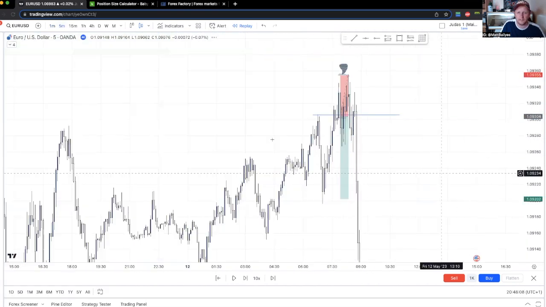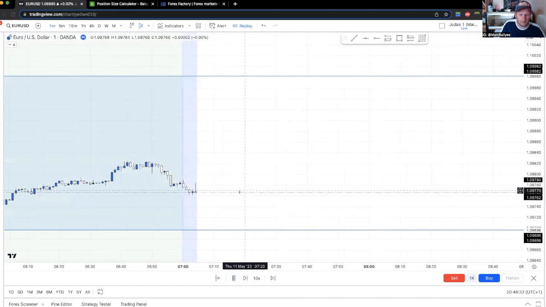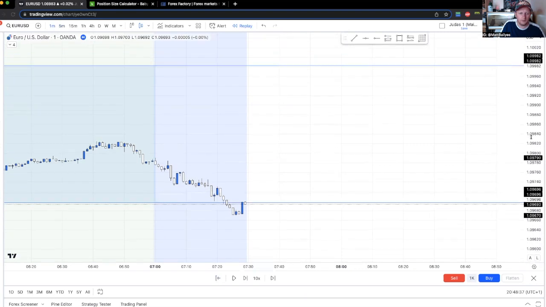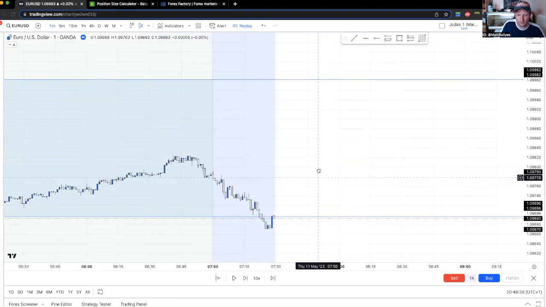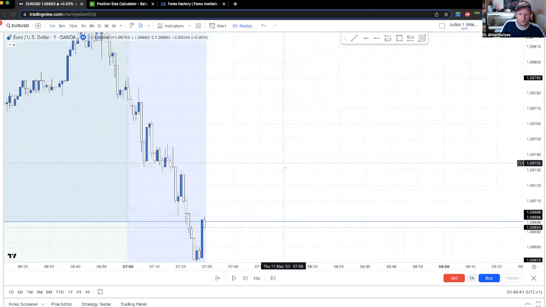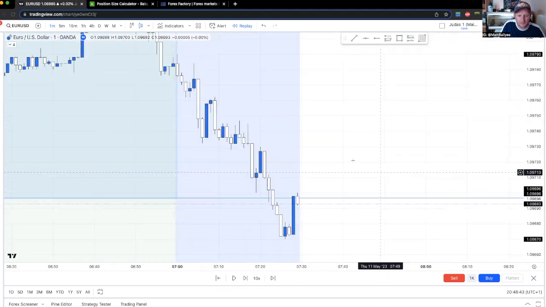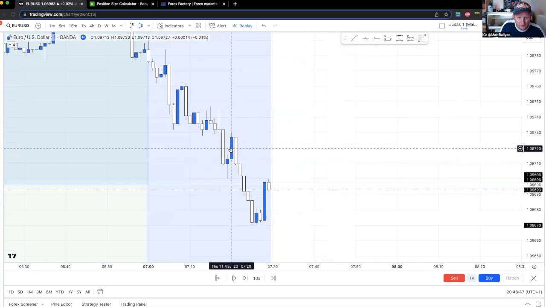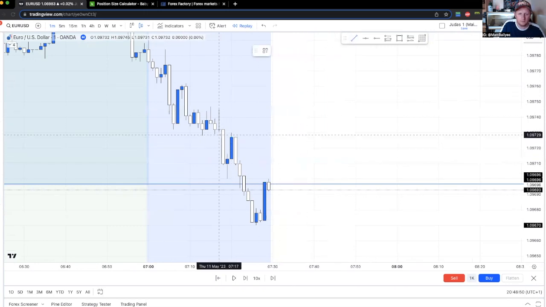Let's go to the previous day again. So as you can see, we're up to the 11th of May right now. And then we go sweep of the Asia low. So I look for a previous candle that did not break previous low. This one right here. There we go.